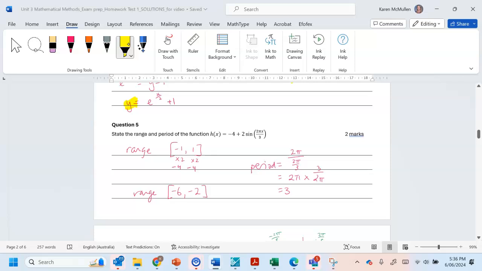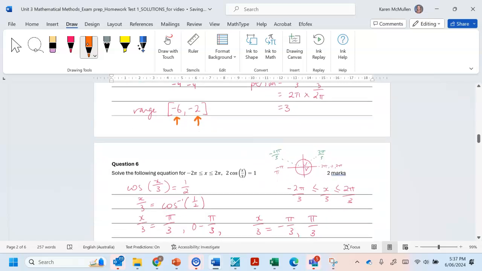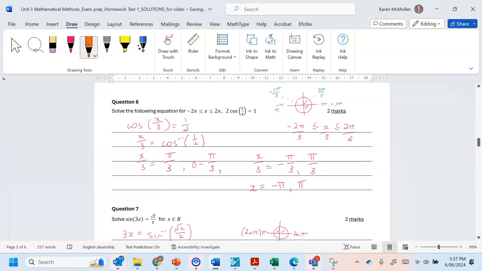Question 5, again, this question was done well last time. The main thing is you need to have the smallest number first and then the largest when you're doing your domain and range. You can't have them the other way around. Just think about when you're counting, we usually count up. So you need to put your lowest number and then your highest number. And the period was done well. I was really happy with that question. That was done well last time as well.